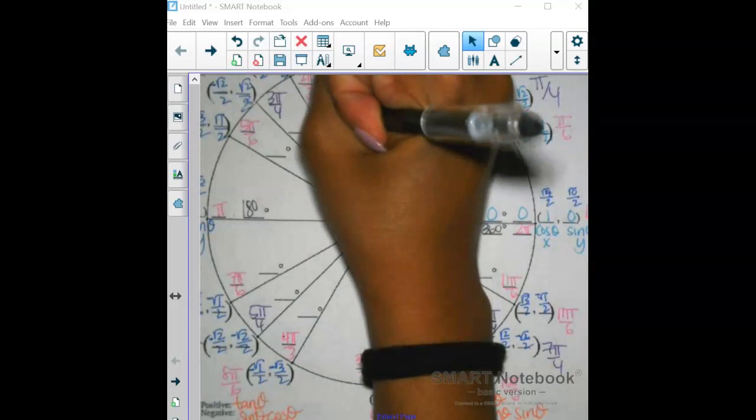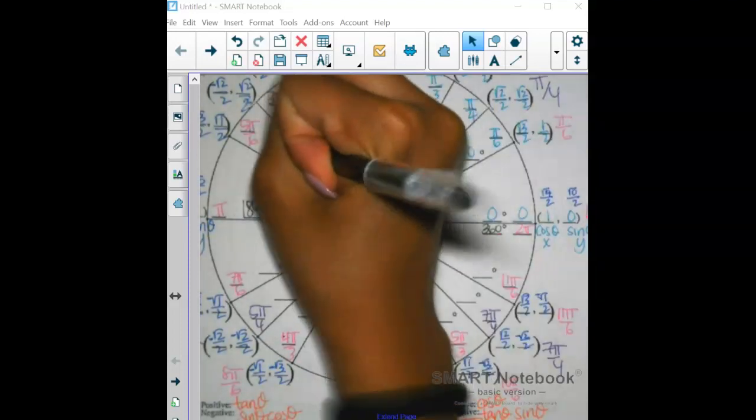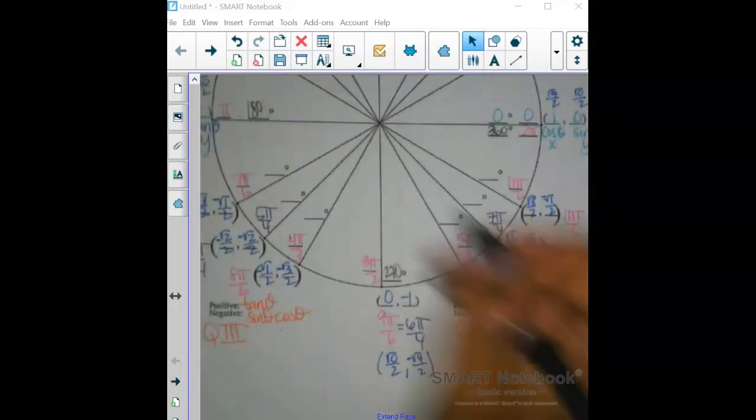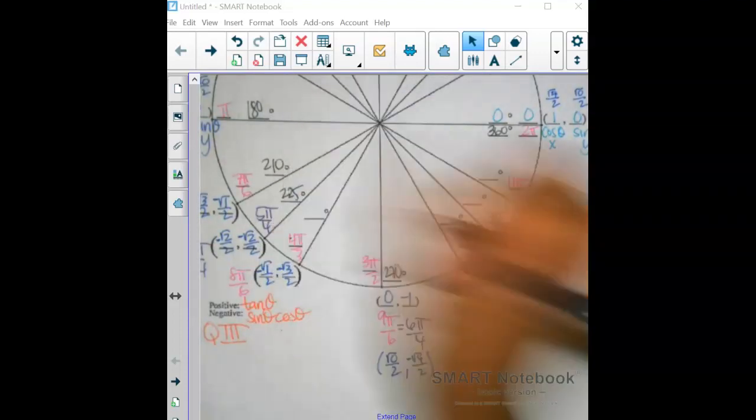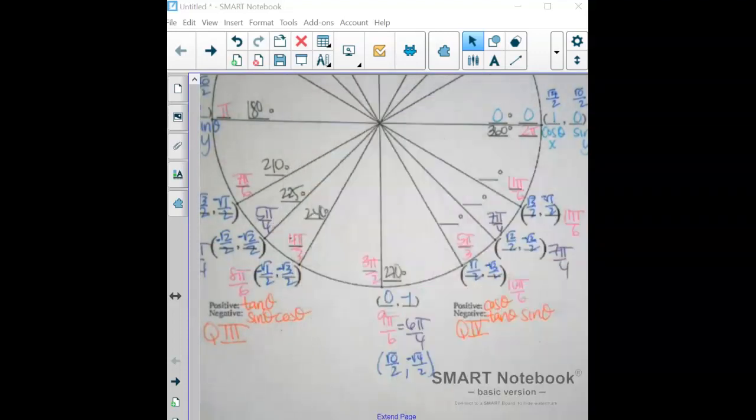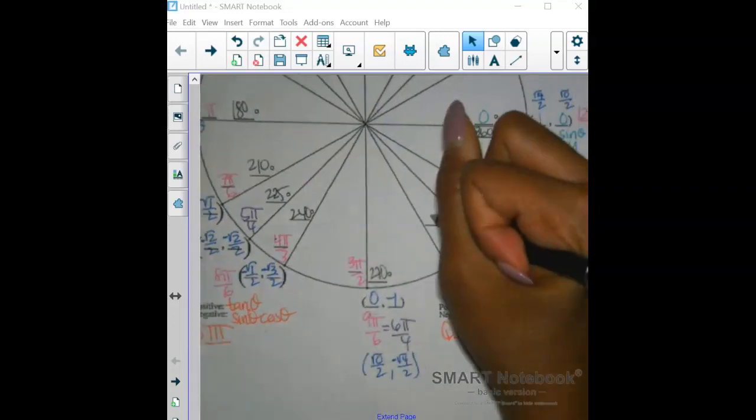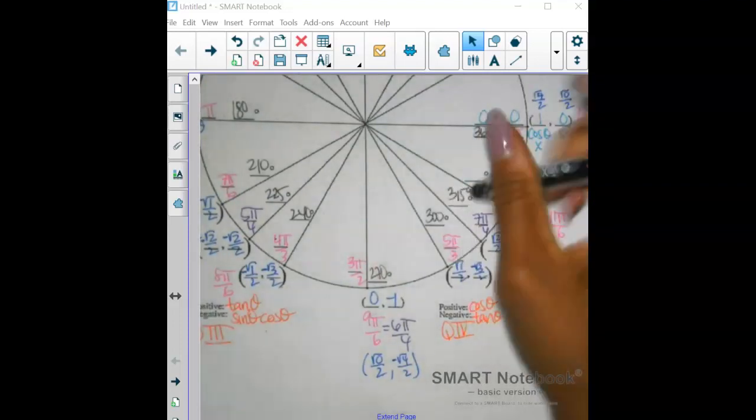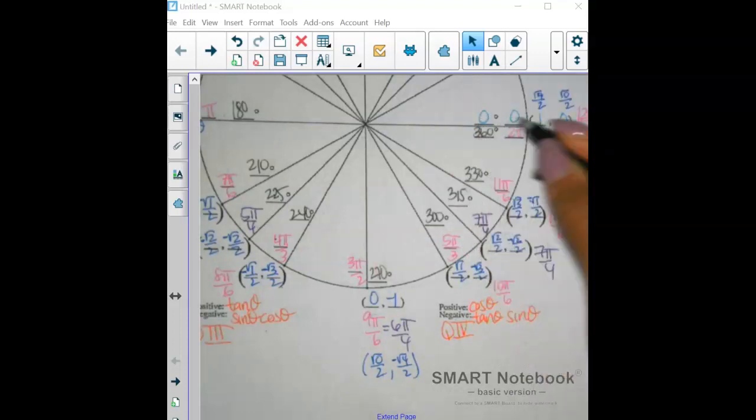This is 120. This is 135, 150, and then you get to 180. As you continue to go around, this is 210, this is 225, 240, and then 270. In the last quadrant, we're going to have 300, 315, keep putting that degree, sorry about that, and then 330. And then, of course, 360 is this guy here.